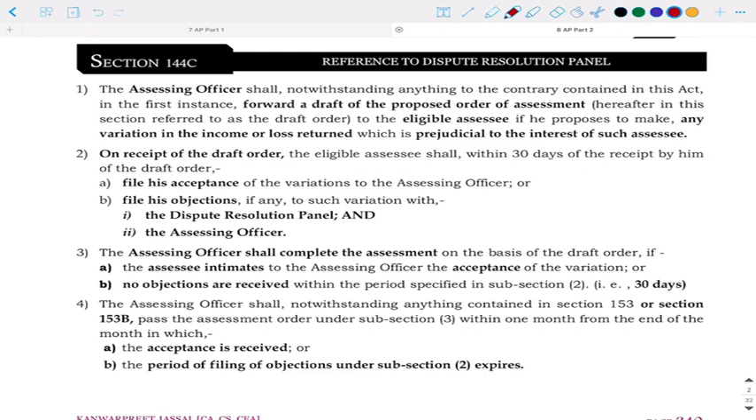If the SSE is finding it prejudicial, then within 30 days of the receipt of the draft order, he will either give his acceptance or he will file his objection. And he will do so with the DRP as well as the assessing officer. If the SSE is not replying within 30 days, or if he gives his acceptance, then there is no problem. Then the assessing officer will proceed with it and close the assessment.